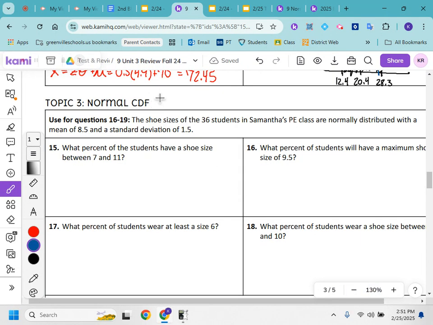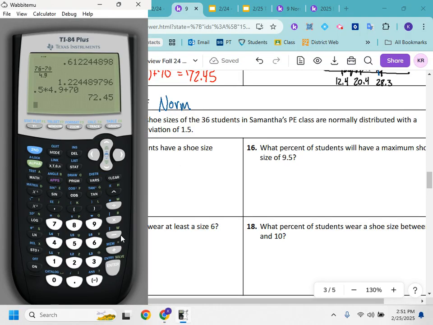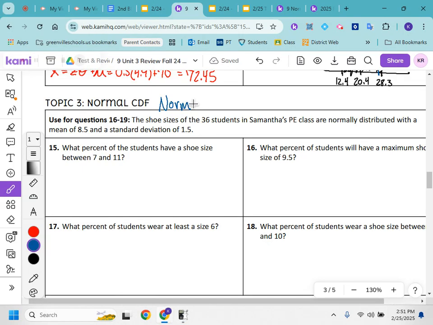Normal CDF. So when you fill in the normal CDF, you go norm, and then you can look at your calculator. Second vars, 2. So you have the lower, the upper, the mean, and the standard deviation.